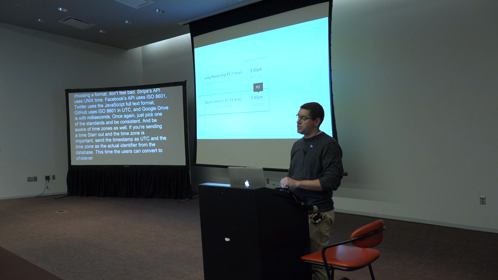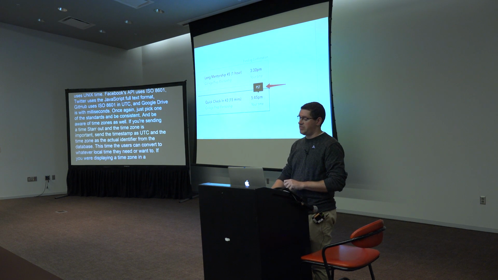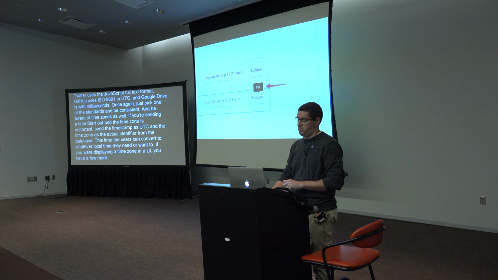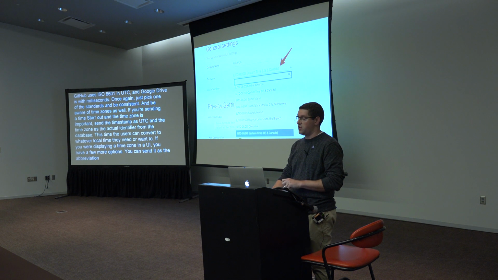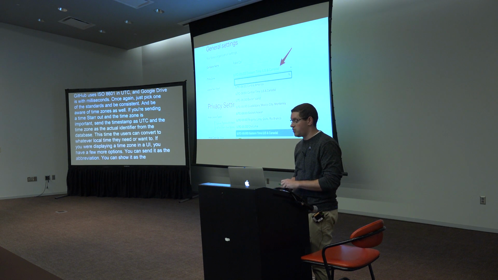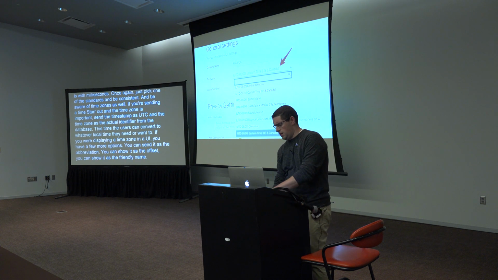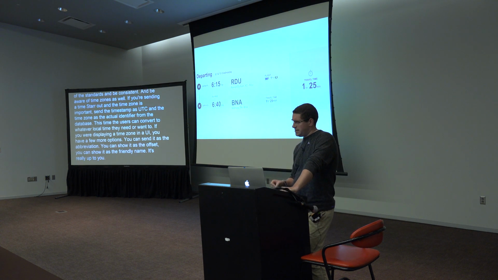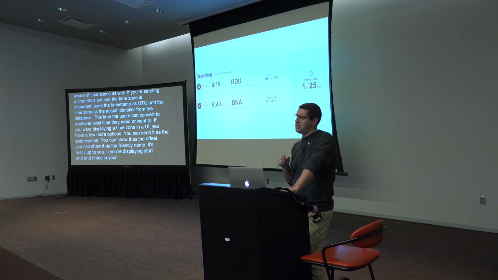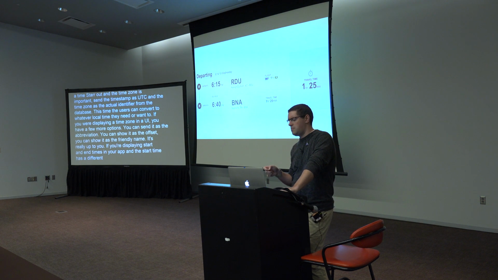If you are displaying a time zone in a UI, you've got a few more options. You can send it as the abbreviation. You can show it as the offset. You can show it as the friendly name. It's really up to you. If you're displaying start and end times in your app and the start time has a different time zone than the end time, your UI should probably reflect that.